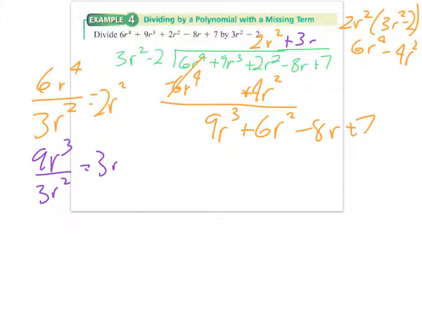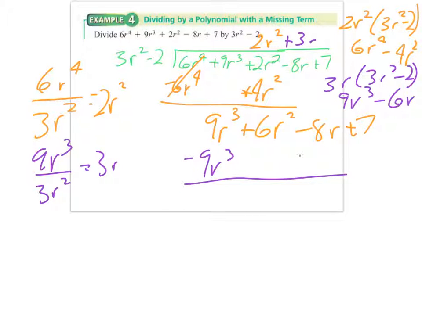Let's see, find some room here. So 3r multiplying the 3r squared minus 2, I get 9r cubed minus 6r. So subtracting the 9r cubed, again notice we're going to really add the 6r here. So I'm left with 6r squared minus 2r plus 7. Again, the 6r squared, same degree as my divisor, so this will be my last time through my process.